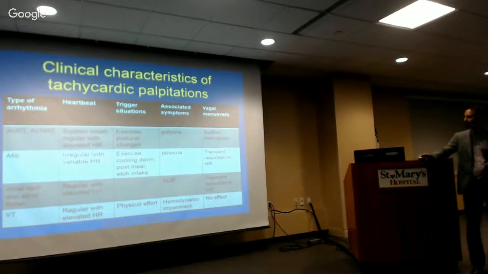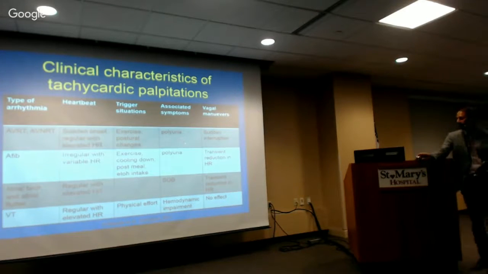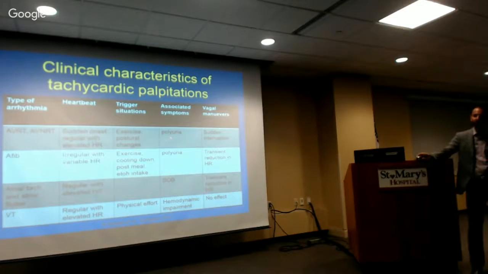This is another chart for the types of symptoms people will report with specific types of SVTs and VT. So with AVNRT, the most common type of SVT, or accessory pathway mediated tachycardia, sudden onset, usually very regular with a very fast heart rate. It may occur during exercise or postural changes. They often describe urinating more frequently. This is usually due to an increase in atrial natriuretic peptide secretion.